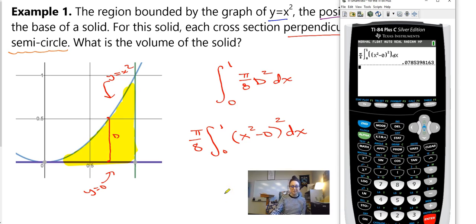All right, so I'm getting a pretty small number, which makes sense because look here: if I make this like a square, 1 unit square, and then try to pop out of that, it's definitely going to be less than 1 cubic unit. So if I truncate, I'm getting 0.078.